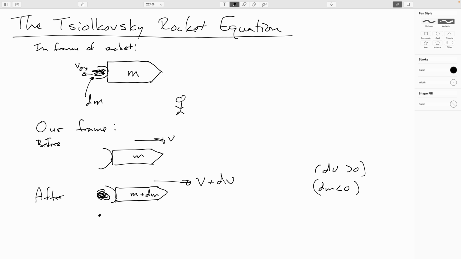And as far as the exhaust goes, in our frame, we would have been saying that the exhaust, before it got shot out the back, was going forward at v, but now it has slowed down by what the rocket said the exhaust velocity is. So we're going to say that the rocket exhaust is a piece of matter minus dm. Let me make that minus dm just to be consistent there. And in our frame, the exhaust is going forward at v minus v exhaust.